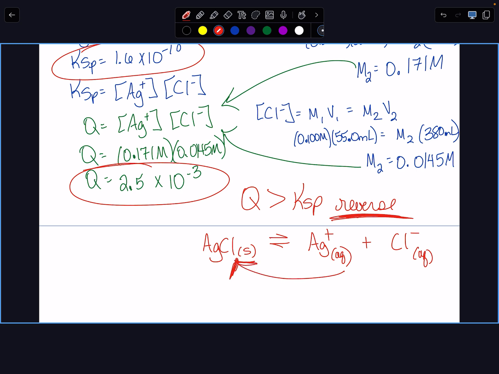Reverse forms a precipitate. So what was the whole question we were asked? Will a precipitate form? Yes. If Q is larger than the KSP, then the answer is yes, a precipitate will form. If Q is less than the KSP, then which direction is it going? It's going forward. And that forward means everything's aqueous. It means no precipitate will form. Okay, plain and simple? Do y'all feel it's simple? Okay.